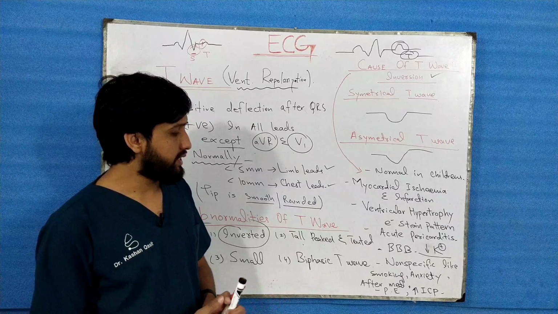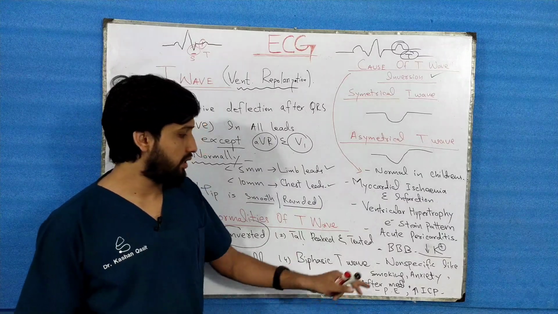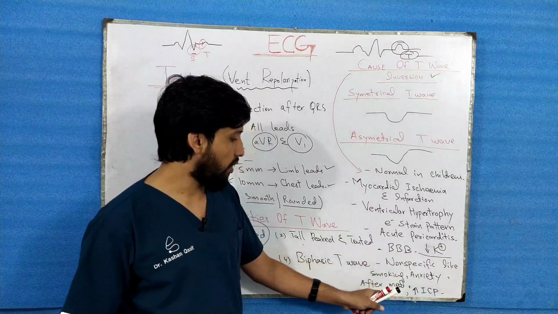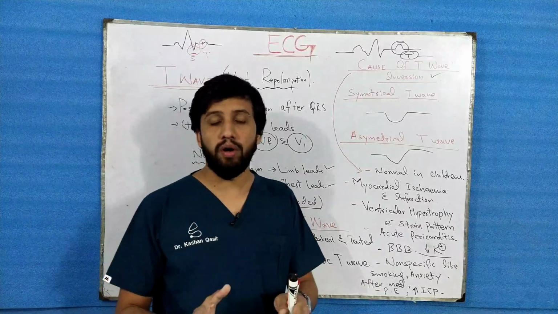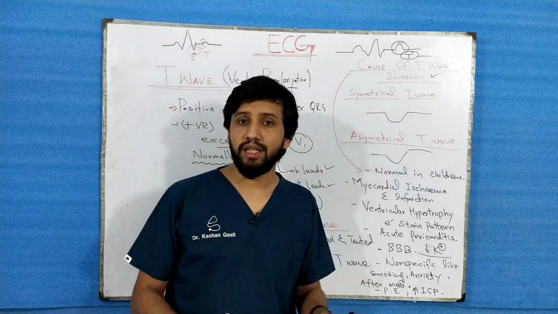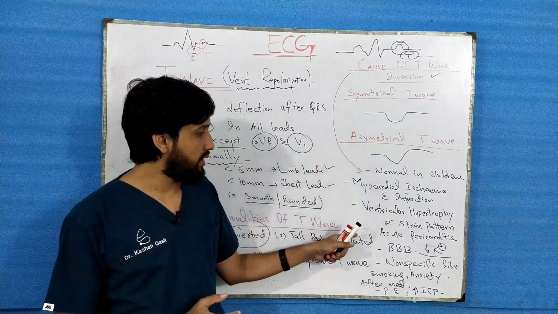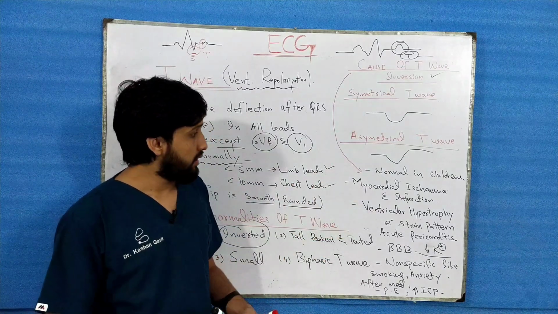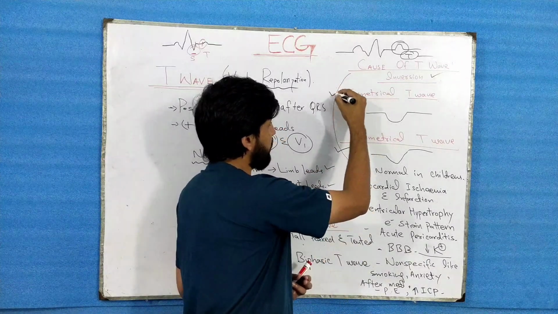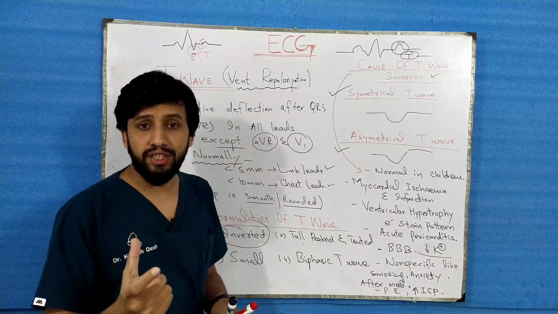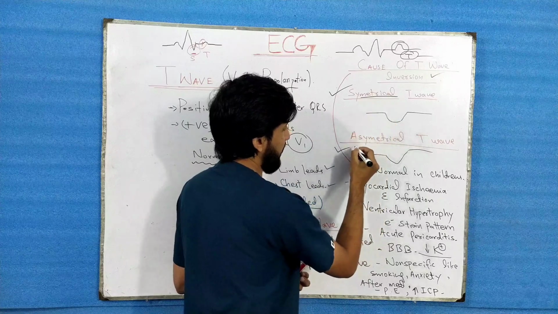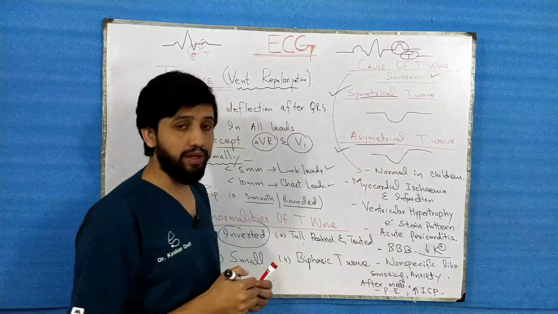There can also be non-specific conditions like smoking, anxiety, after a meal, or conditions like pulmonary embolism and head trauma, which increases the intracranial pressure. In all these conditions, you will notice that the T wave is inverted. There are two shapes of this T wave inversion. Number 1 is the symmetrical T wave, and the second is the asymmetrical T wave inversion.